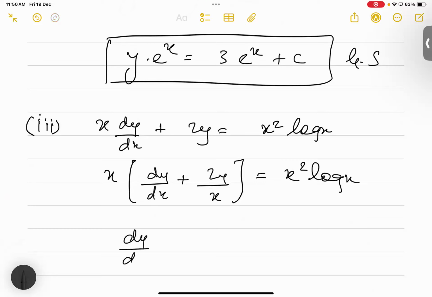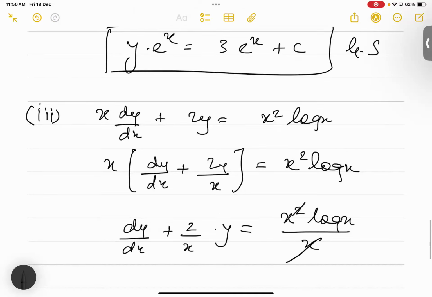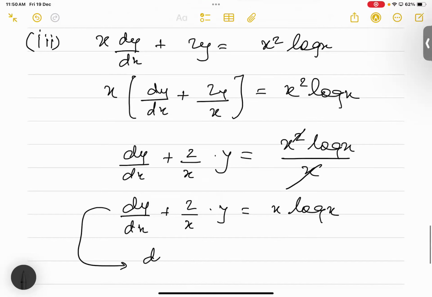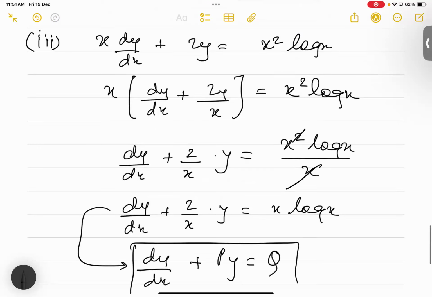So dy by dx plus 2 upon x is equal to y. 2y upon x I've written as 2 upon x into y. x square log x upon x, one x got cancelled. So dy by dx plus 2 upon x y is equal to x log x. Can we compare this with dy by dx plus py is equal to q? Copy.